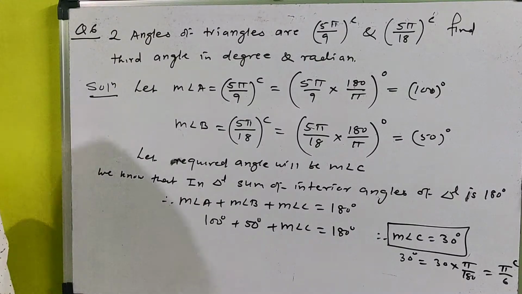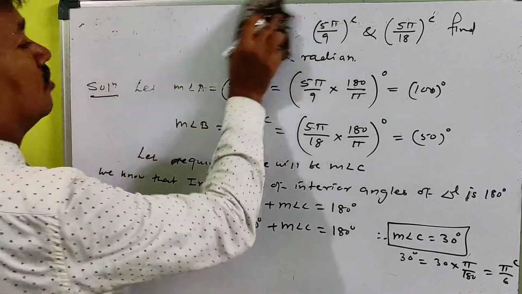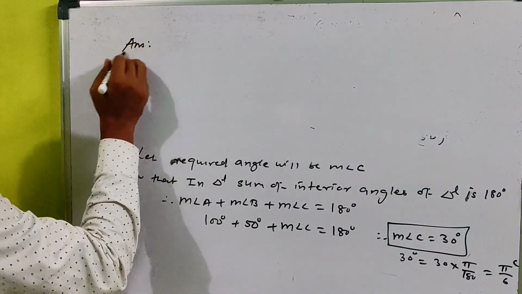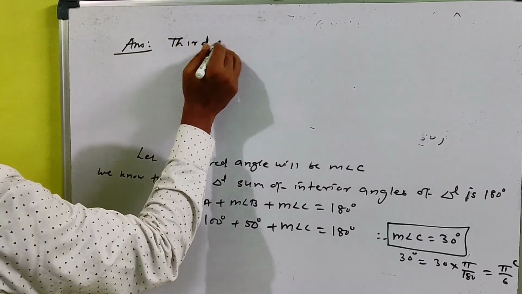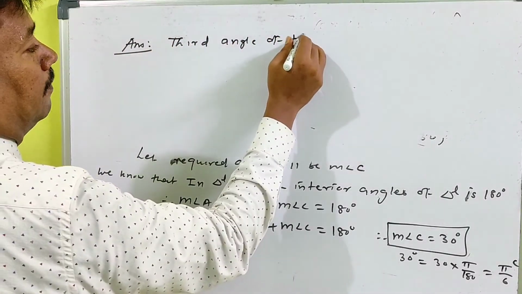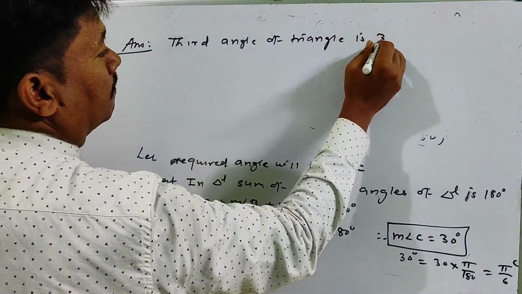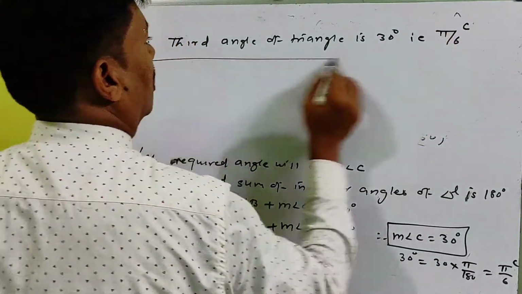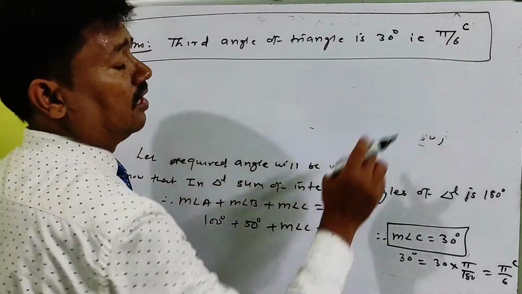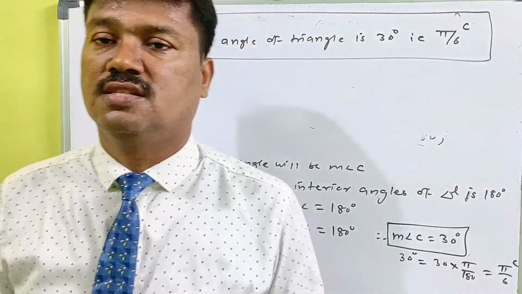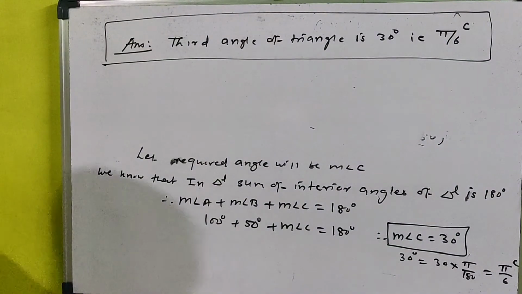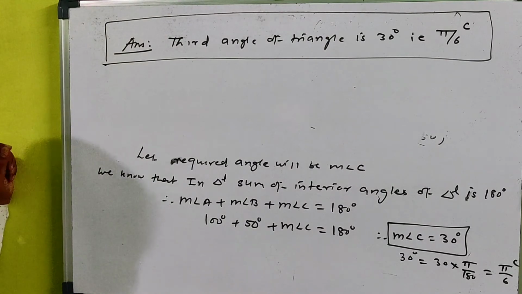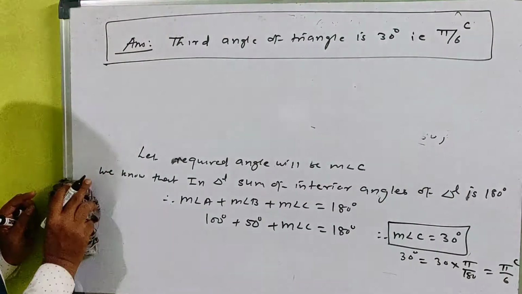So what is the answer for this sum? The third angle of the triangle is 30 degrees, that is pi by 6 radian. So that is the angle in degrees and pi by 6 is in radians. That's the answer. Fine. So move to the other side. Just pause and see this one.